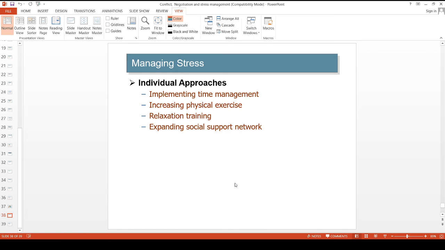Similarly, increasing physical exercise is very important. That will refresh your mind to do certain things, and your stress level will be reduced. Relaxation training: you have to relax sometimes with your family, with some recreation, so that you can be more comfortable handling the different things. Expanding your social support network: you should meet with different friends, your social units, your social contacts. It will be helpful to manage stress, and you will feel more comfortable.